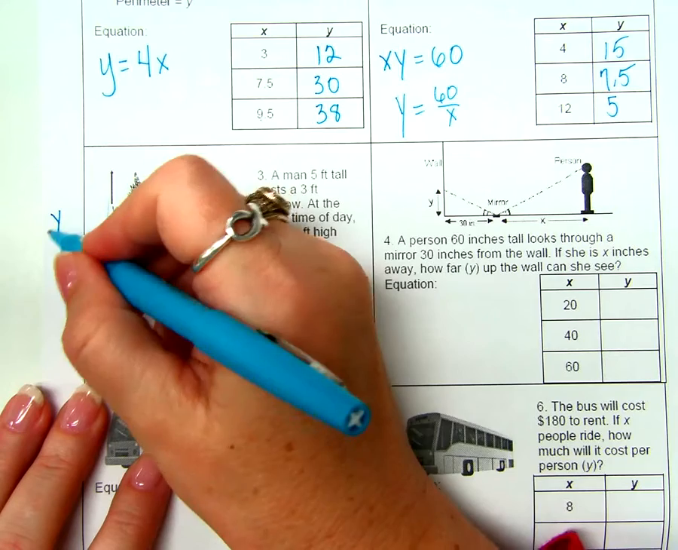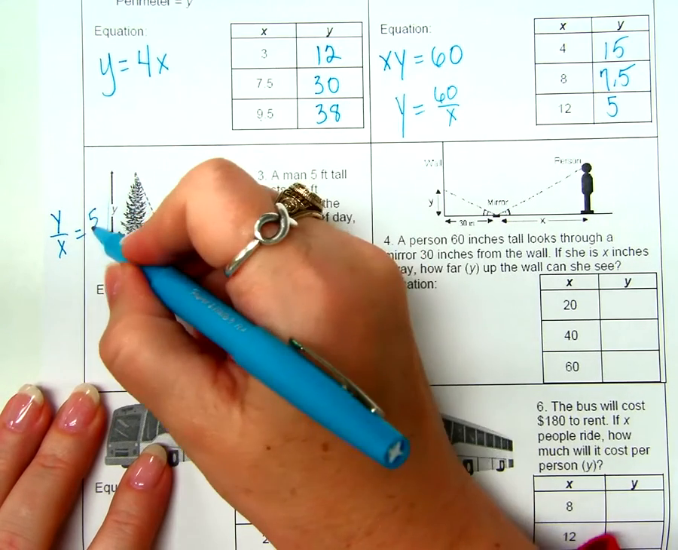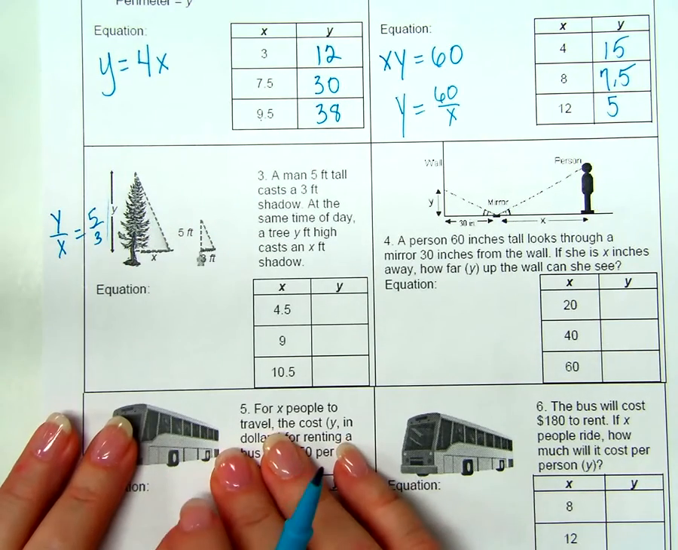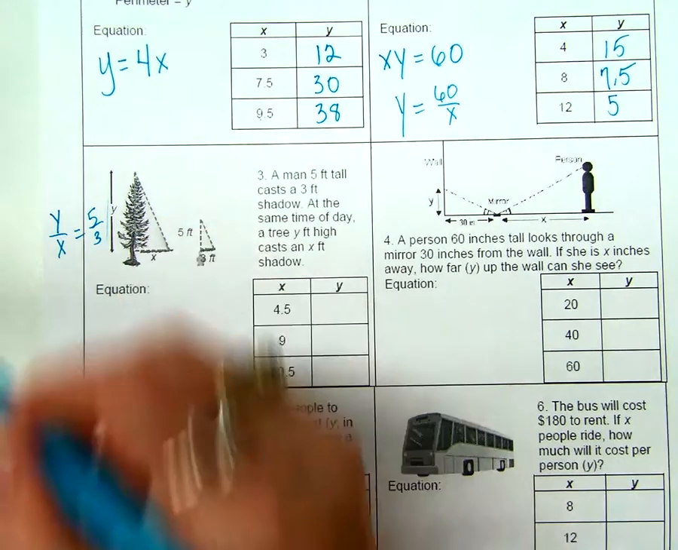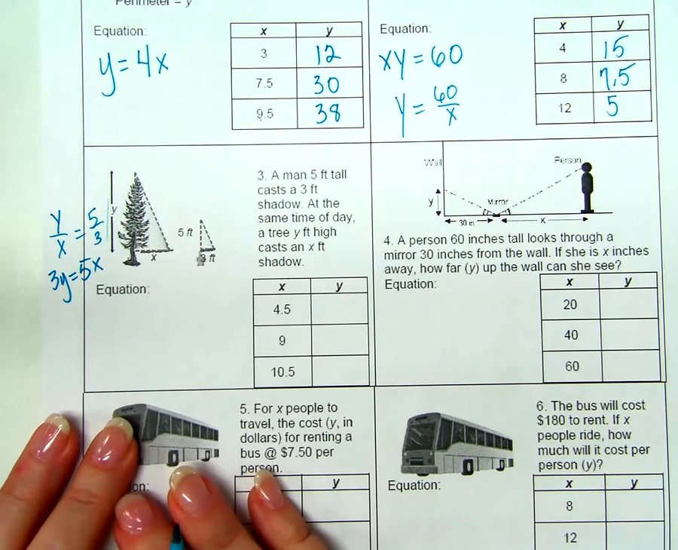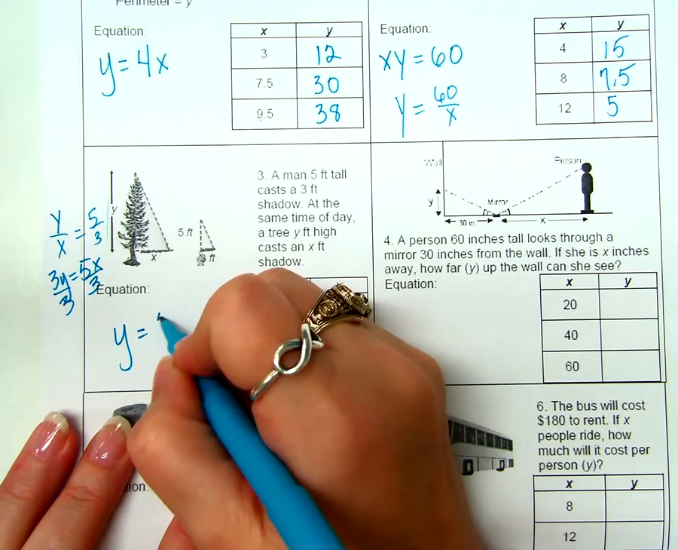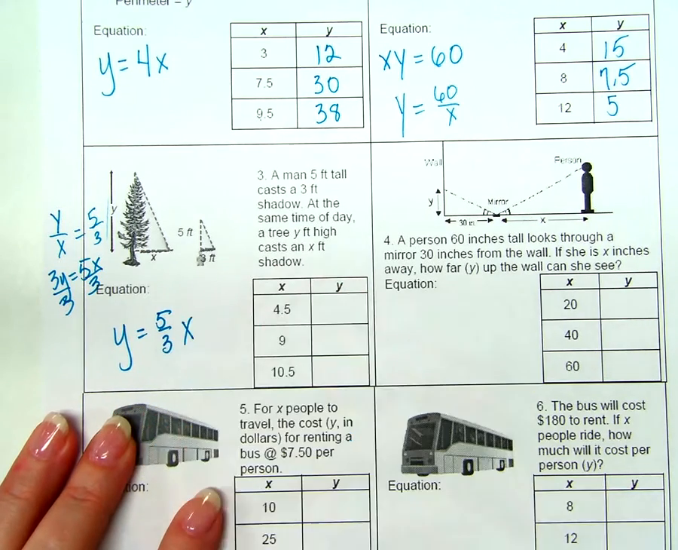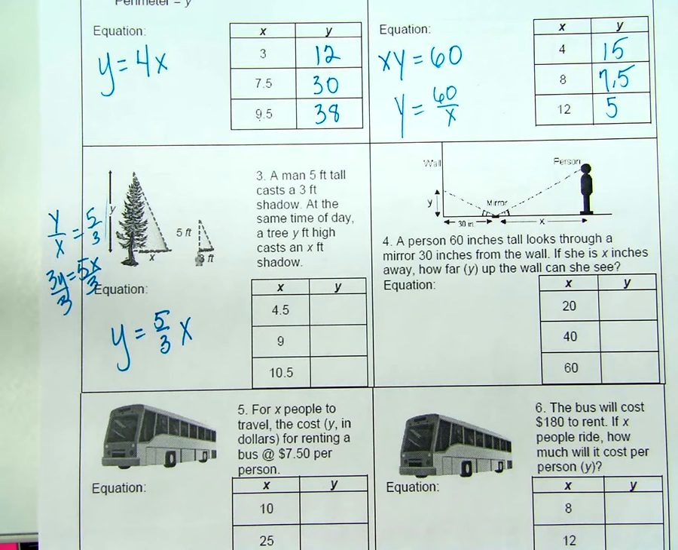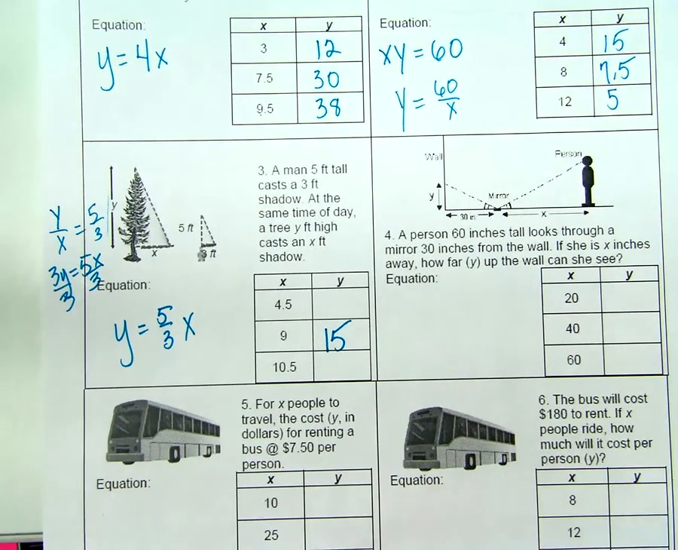So I could say the height over the length of the shadow equals the height over the length of the shadow. And then I could cross multiply, right? If I cross multiply, I get 3y equals 5x. And how would I solve for y? Divide by 3. So y would equal what? Yeah, 5x over 3 or 5/3 x, right? So I know this one off the top of my head. I can do that one. What about the other two?